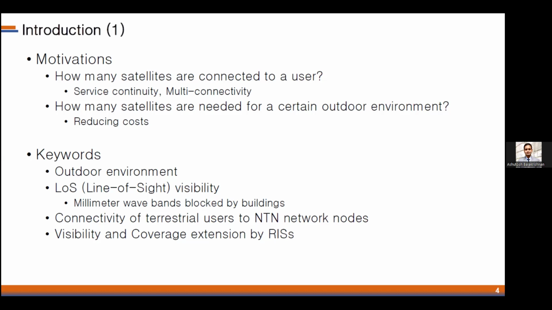The keywords are here. I really want to consider the outdoor environment and LOS visibility, which is an important physical property of millimeter wave bands. I tried to consider the connectivity of terrestrial users to NTN network nodes, and the visibility and coverage analysis extended by some other network nodes. Here I used the RIS.